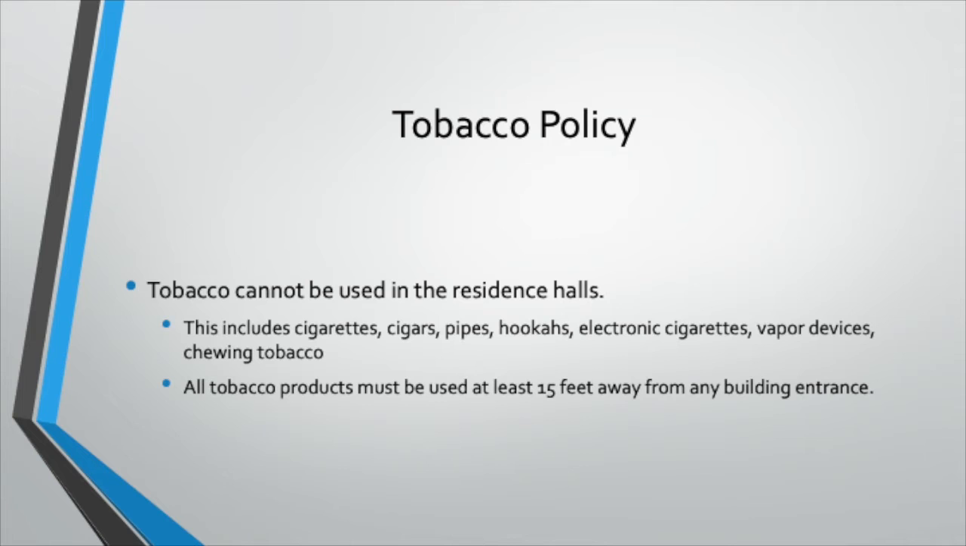So our tobacco policy, this one's pretty simple. Tobacco simply cannot be used in the residence halls. This includes cigarettes, cigars, pipes, hookahs, electronic cigarettes, vapor devices, chewing tobacco, nothing. You just can't have it. All tobacco products have to be at least 15 feet away from any building entrance. So if you see anyone outside closer than that, you can tell them and you should tell them. It's just not allowed.